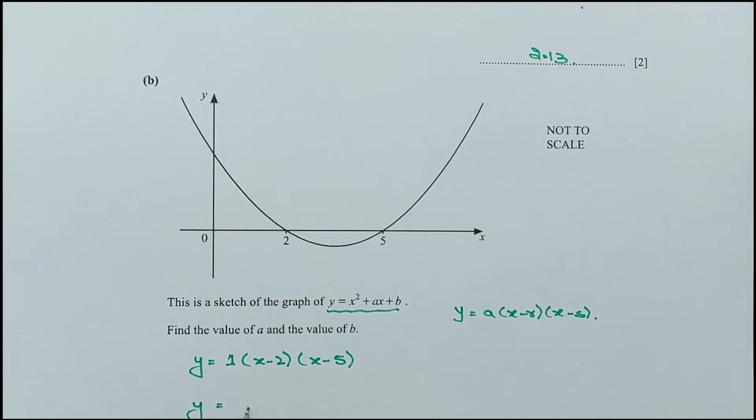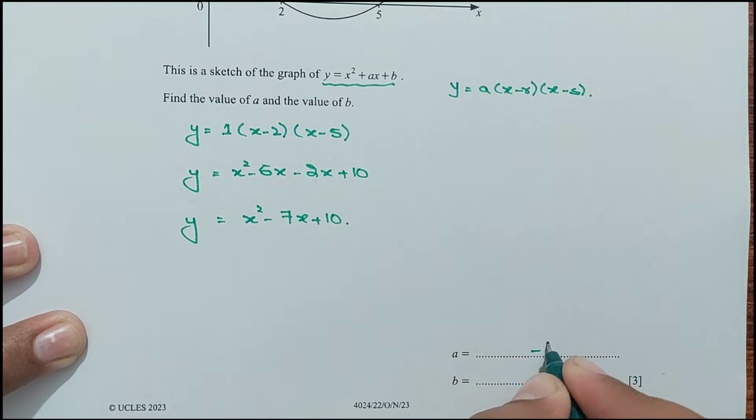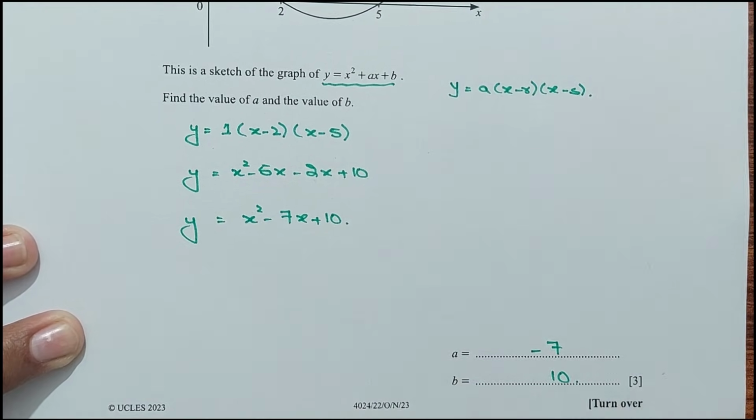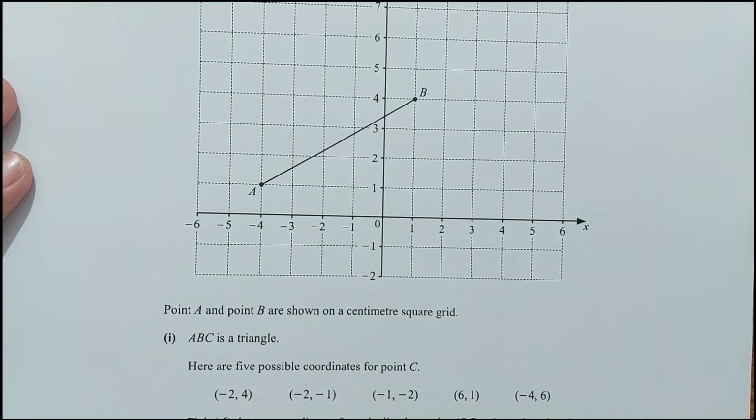So y would be equal to, let me expand this, x square minus 5x minus 2x plus 10. So y is equal to x square minus 7x plus 10. So a is negative 7 and b would be 10. Negative 7 and 10, right? Question number 7, part A.